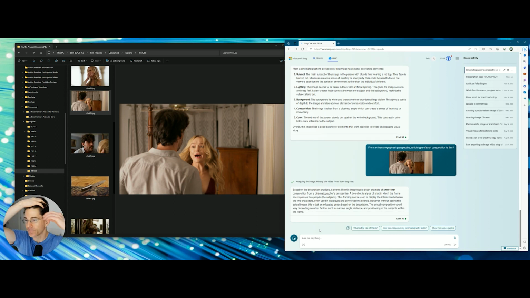One thing that I hope in the future is, if you're a cinematographer, it's not going to try to teach you what a two-shot is. It's just going to say it's a two-shot. Because if you're a professional, you don't need this extra stuff.